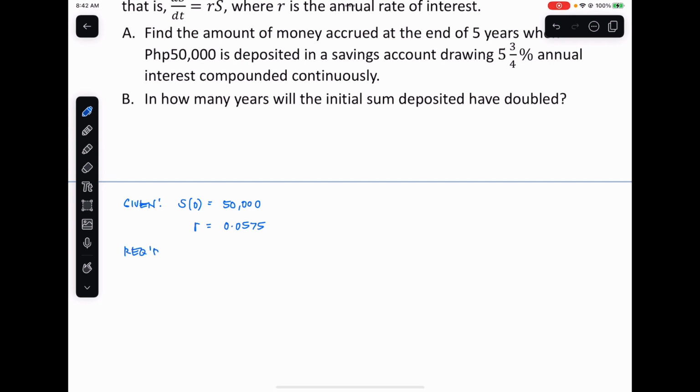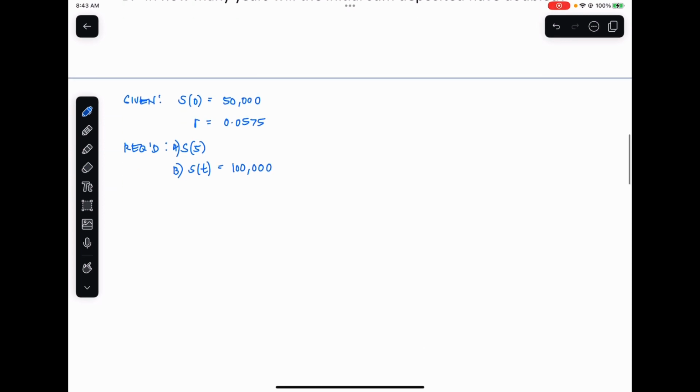For the requirements, we need to find the amount of money at the end of 5 years. After 5 years, what would be that amount? And then, in how many years will the initial sum deposited have doubled? So what will be the time? Initially, 50,000 was deposited, so double, 2 times the 50,000, will be 100,000.